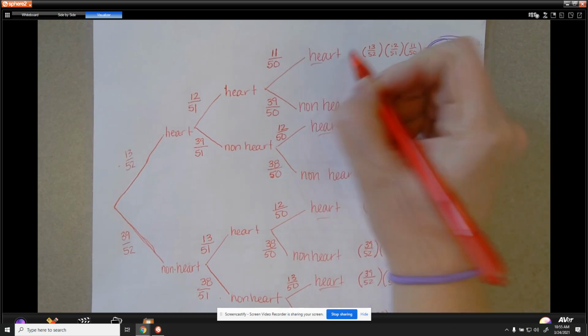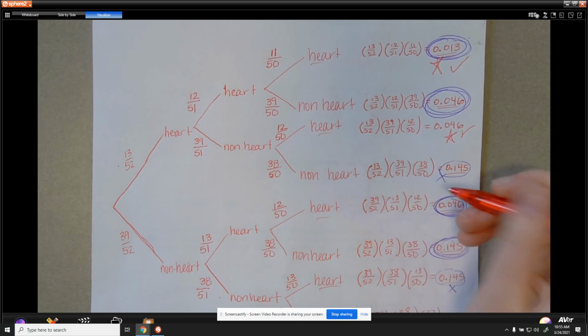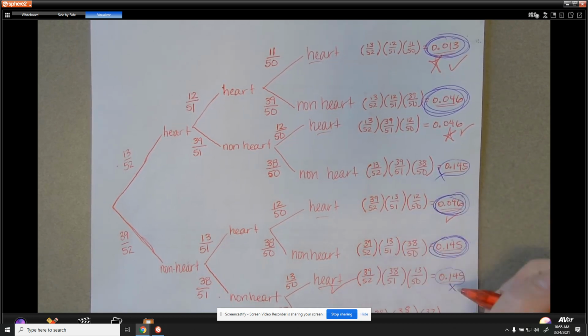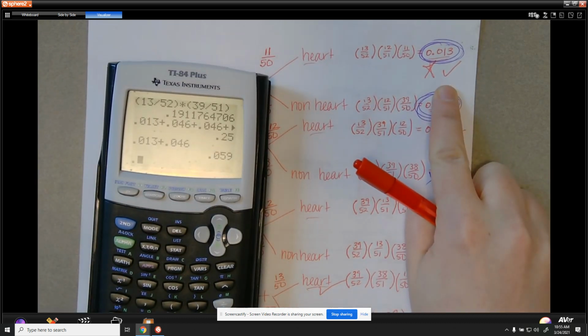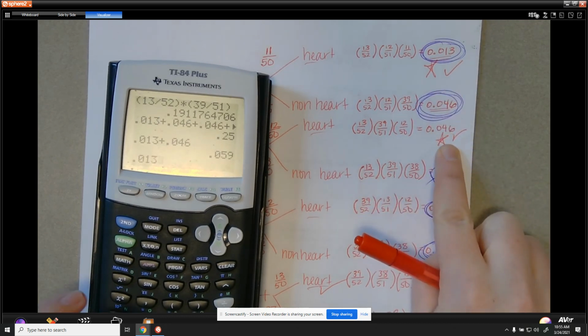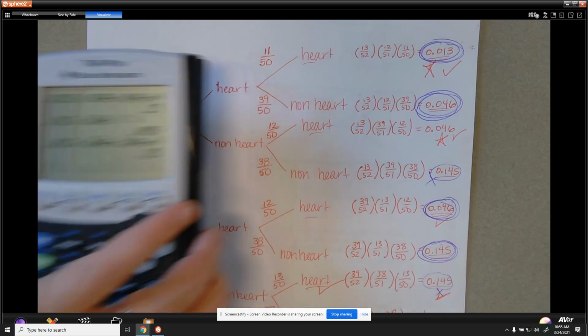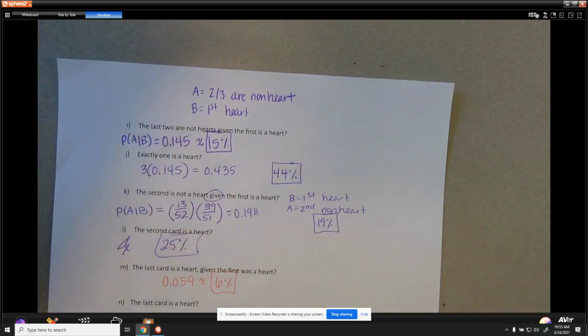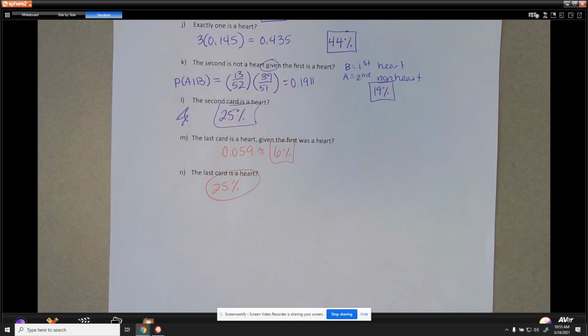All right, and the last card being a heart. So I could have this probability, non-heart. This probability, non-heart. This probability, non-heart. This probability. Okay, so I'm going to add all my check marks now. So I had 0.013 plus 0.046 plus 0.046 plus 0.145, about 25%. All right, and that is the end of your 3.6 worksheet.